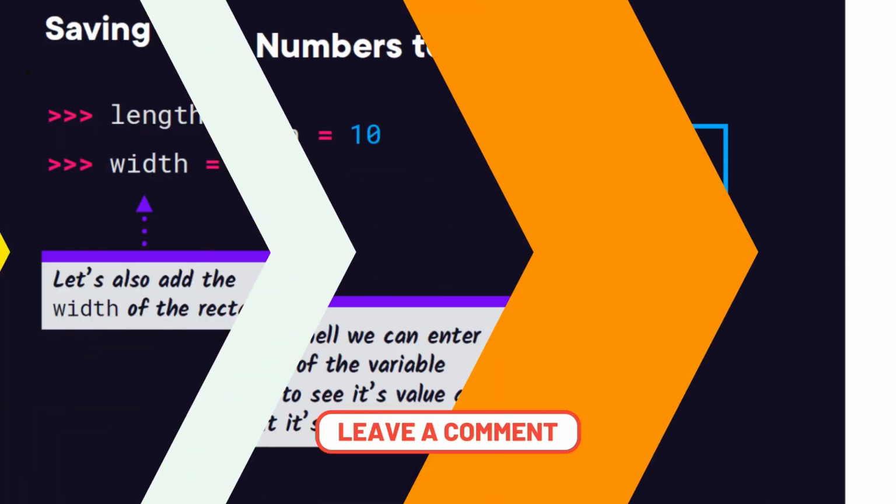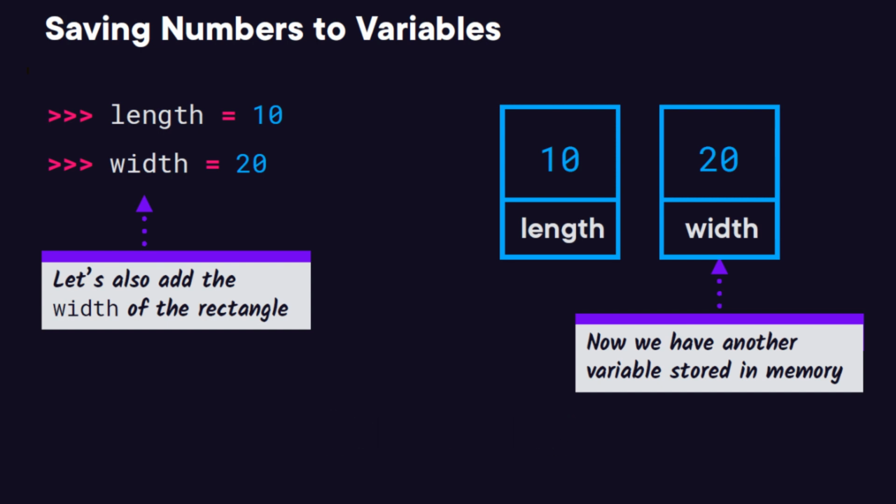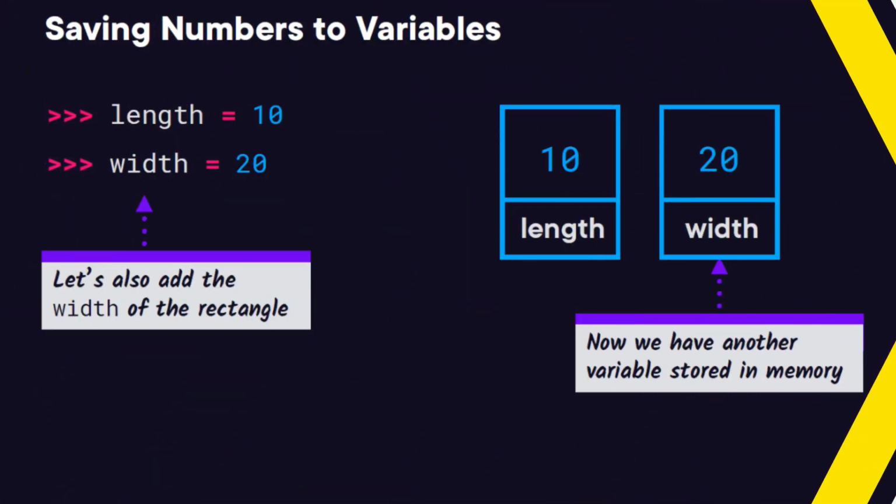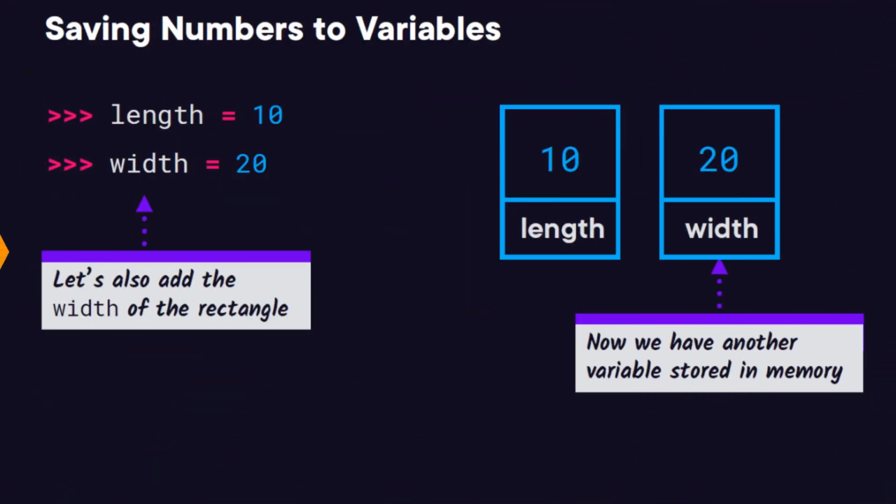Now let's consider another one. Let's keep a variable called width and then assign value 20. Now this is also similar to how the length was stored. Width will be a place where 20 will be stored in the memory.